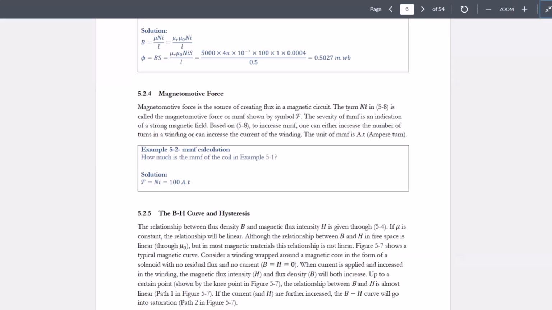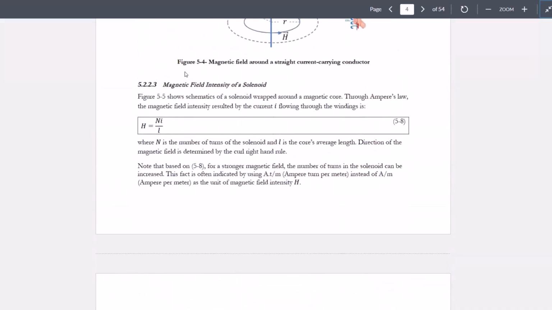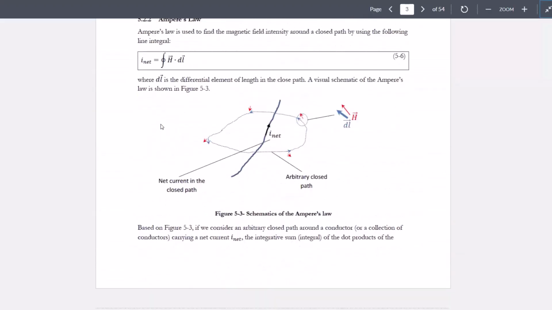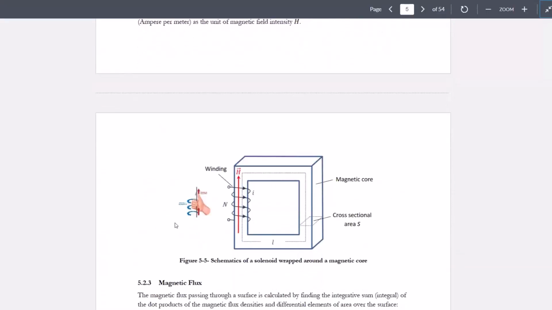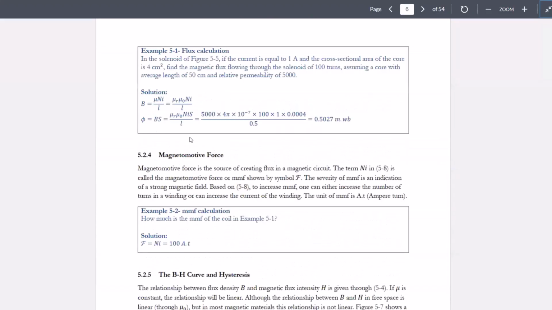The term Ni in equation 5H. So where was equation 5H? That was the equation associated with the magnetic field intensity of the solenoid. So that Ni, which is showing the number of turns multiplied by the current, is called the magnetomotive force, because it shows that the bigger that force is, the bigger your H would be in the circuit. The term Ni in the solenoid is called the magnetomotive force, or MMF in summary, shown by the symbol F. So this F-like symbol is showing the magnetomotive force.